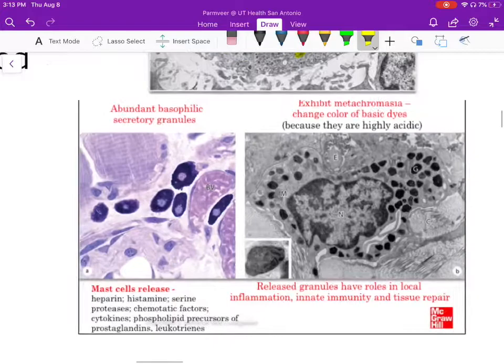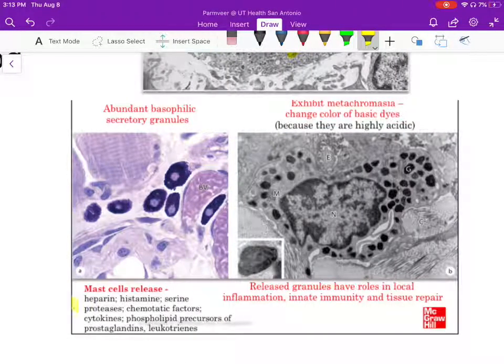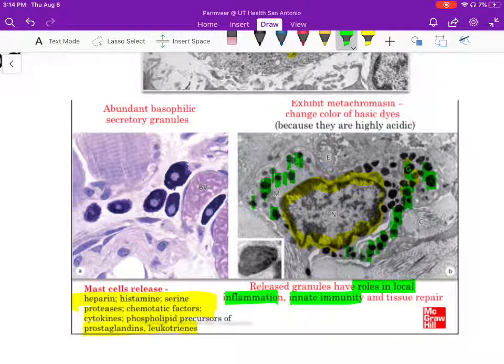And then finally here we have mast cells. Mast cells release all these products, heparin, histamines, cytokines, chemokines, leukotrienes. So here's your mast cell, similar to macrophage, has irregular structure, but a lot of granules around it. And these granules are the ones that are releasing all of the product. So released granules have a role in local inflammation, innate immunity, and tissue repair. So these are pretty important.